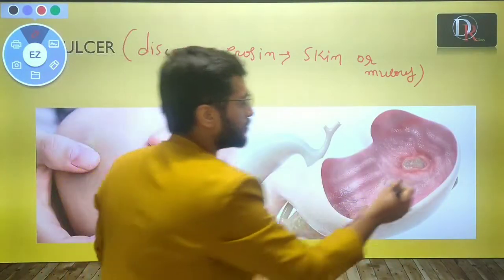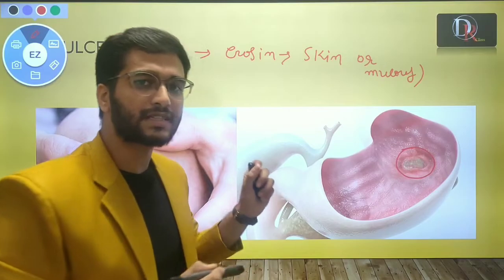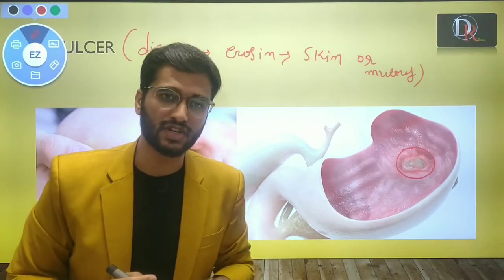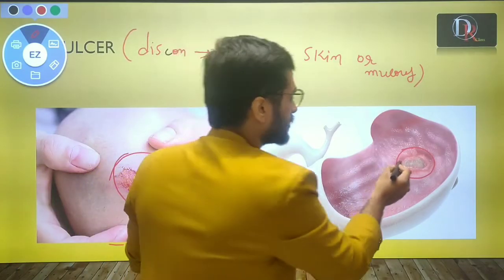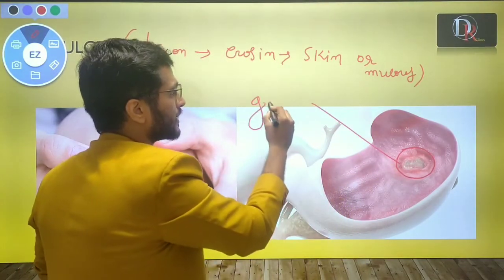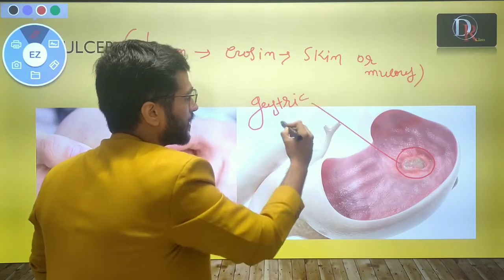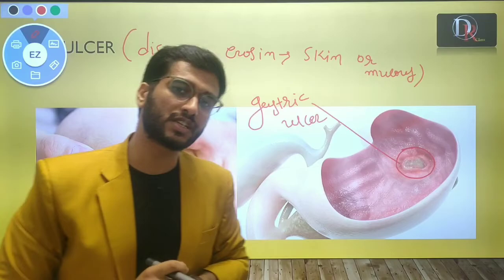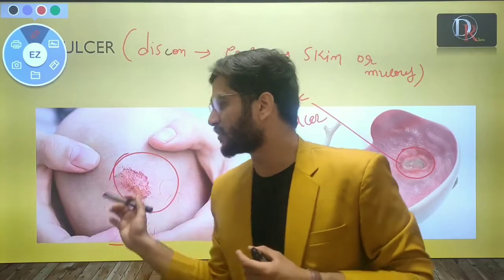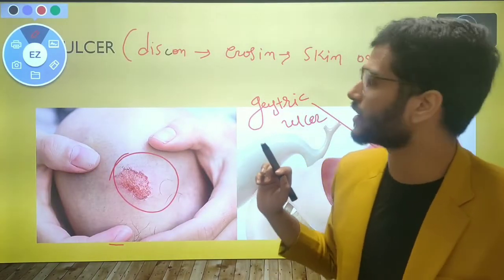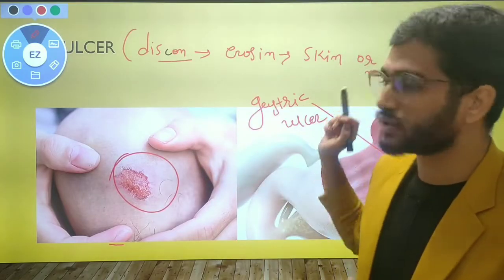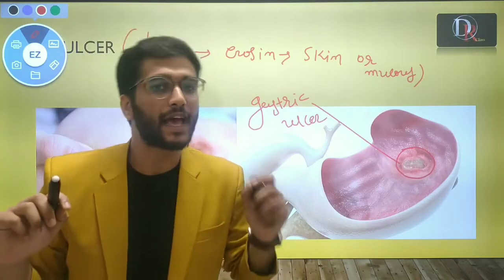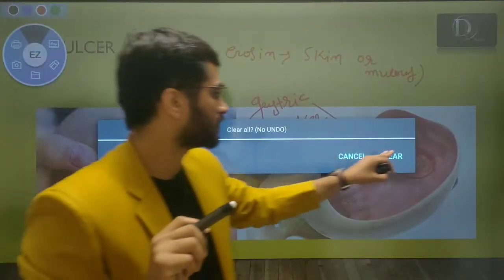An ulcer can also happen on a mucous membrane, and a mucous membrane ulcer leads to more difficulty in functioning. Here you can see an ulcer in the stomach, which is known as a gastric ulcer. So the gastric ulcer is an example of a mucous membrane ulcer, and superficial ulcers are basically skin ulcers. The ulcer is nothing but the discontinuation or erosion of the skin and mucous membrane.